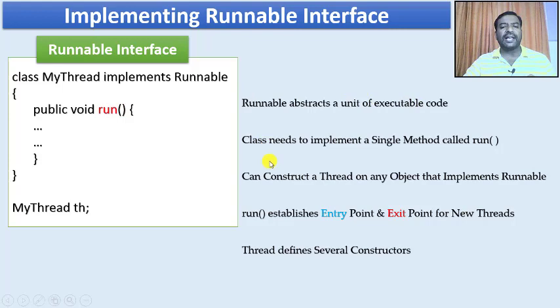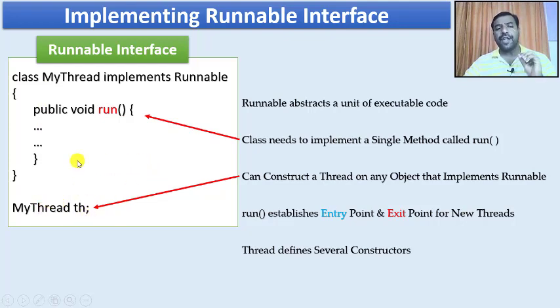Clear? And now the class needs to implement a single method called run. This is the run method we need to implement if I am implementing a Runnable interface. Using this we can construct a thread on any object that implements Runnable. Now this class is going to implement Runnable, hence I can construct an object for this class which will act as a thread for me. Whatever object I create for this class becomes a thread.